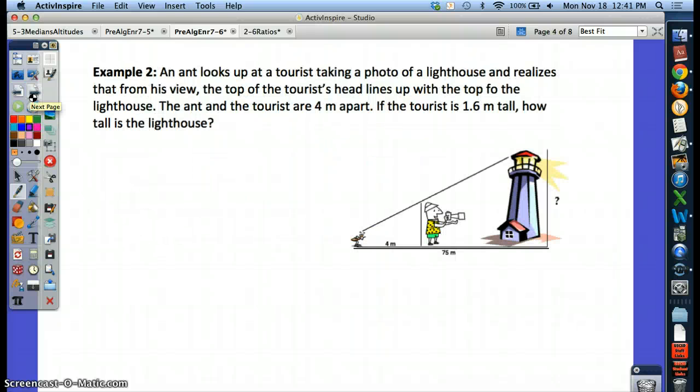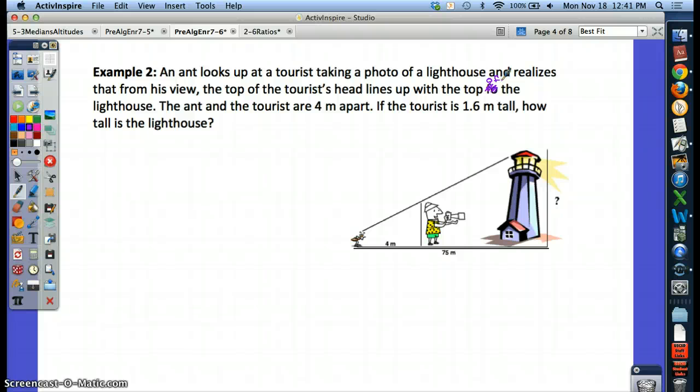An ant is looking up at a tourist taking a photo of a lighthouse and realizes that from his view, the top of the tourist's head lines up with the top of the lighthouse. The ant and the tourist are 4 meters apart. If the tourist is 1 6/10 meters tall, how tall is the lighthouse?